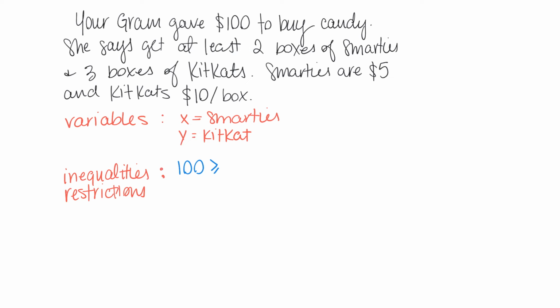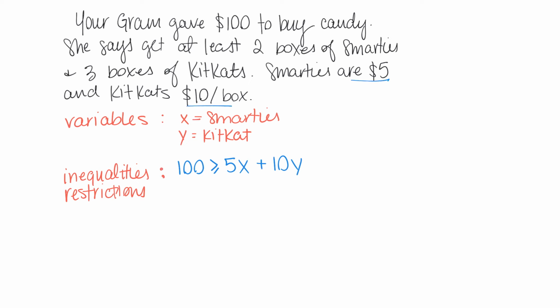At least 2 boxes of Smarties and 3 boxes of Kit Kats. That has nothing to do with my budget. It's a separate inequality. So I'm going to skip that. I'm going to keep reading. Smarties are $5. All right, now we're back to money. So 5x and Kit Kats are 10y.